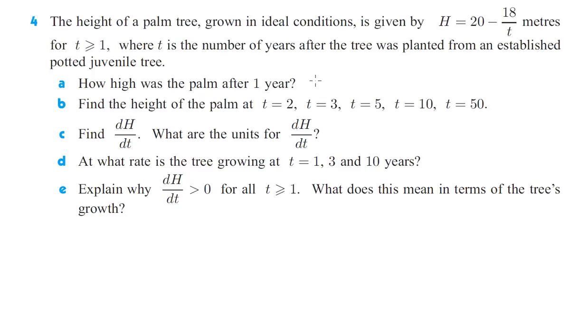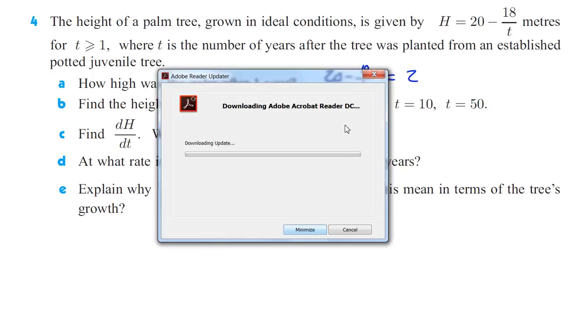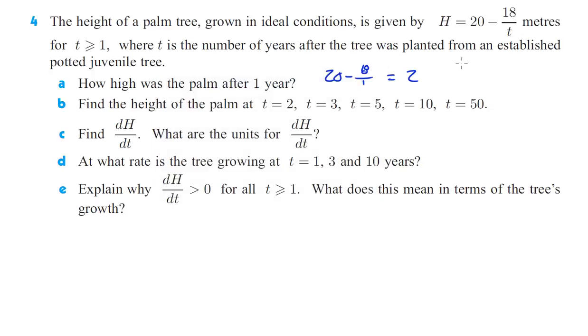So this is just good old algebra. We're just going to plug in t. We're going to plug in 1 for the t, right? So we're going to just do 20 minus 18 over 1. So that's just 20 minus 18, which gives us 2. All right. Let's get rid of that. All right. So we've got 20 minus 18 is 2.